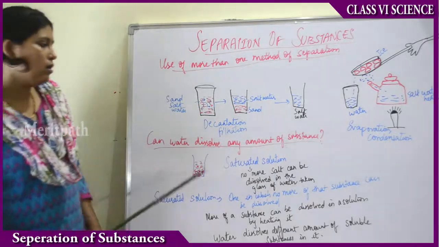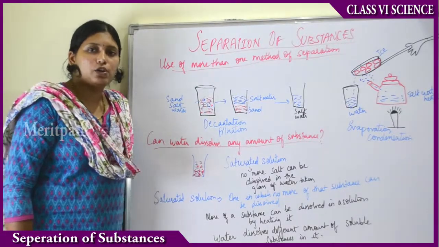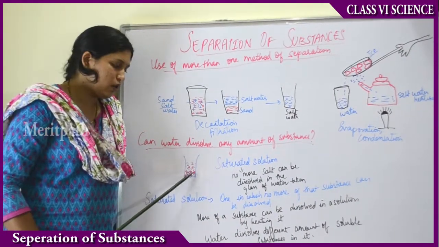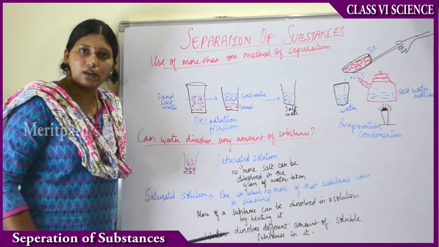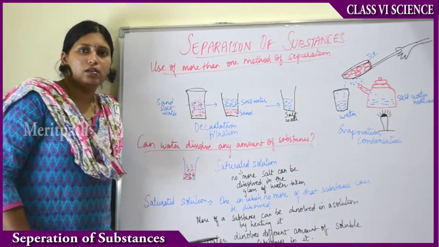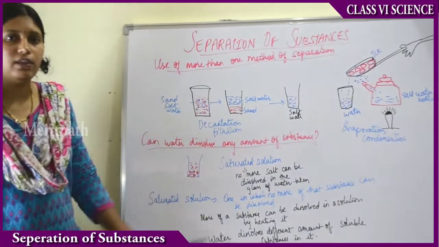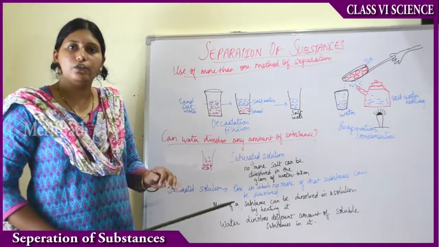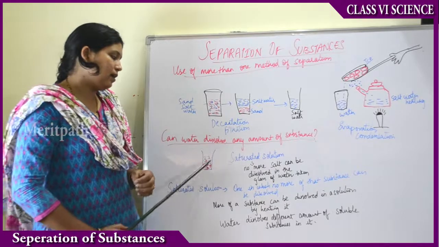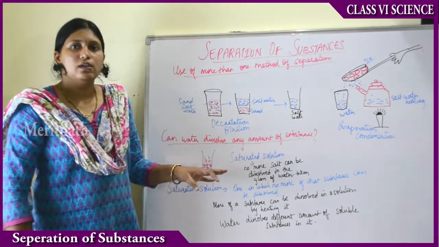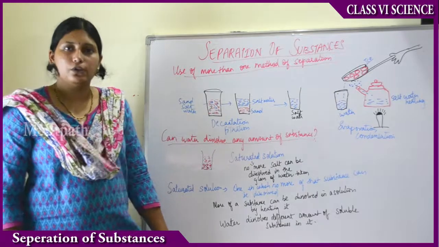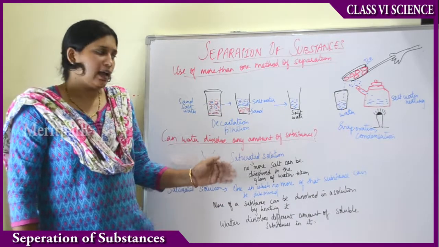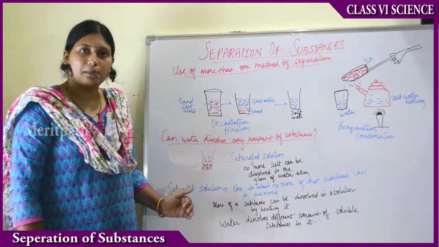Why? Because saturation is directly proportional to temperature. As the temperature increases, that means the water temperature increased, salt dissolved in the water. When the temperatures are cooled again, the salt comes back, right? When the saturated solution was heated, the salt dissolved in the water. But after putting off the flame, when the solution cools down, again we get the salt back. So saturation is directly proportional to temperature. As the temperatures increase, the salt dissolves in the water, and as the temperatures cool down again, we get the salt back.